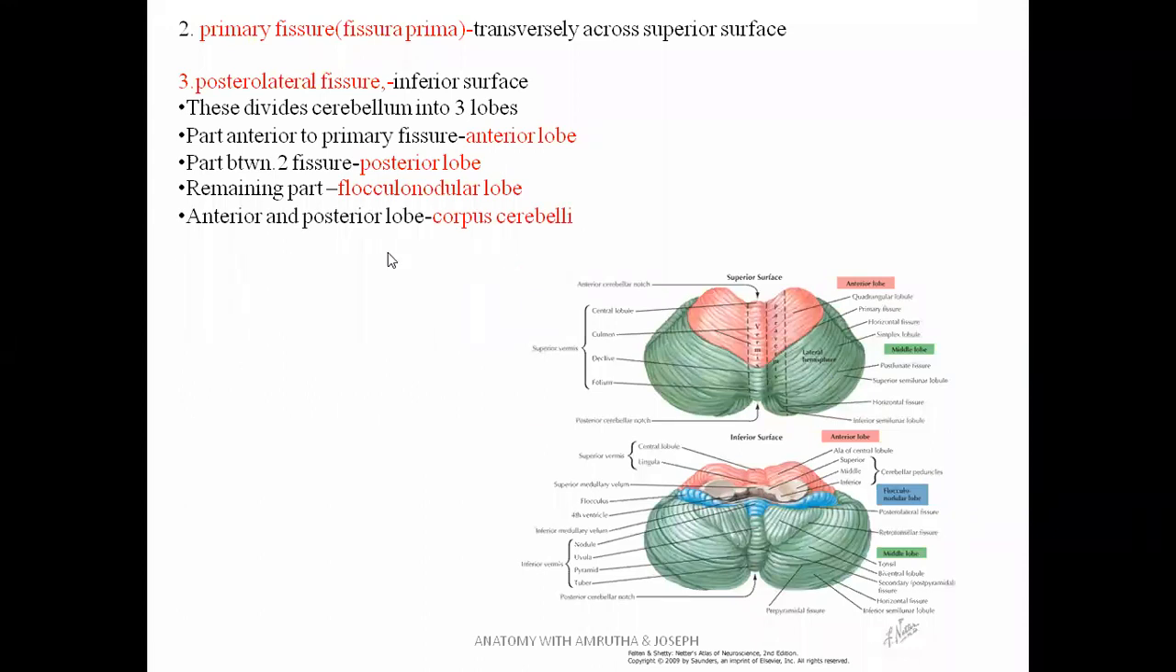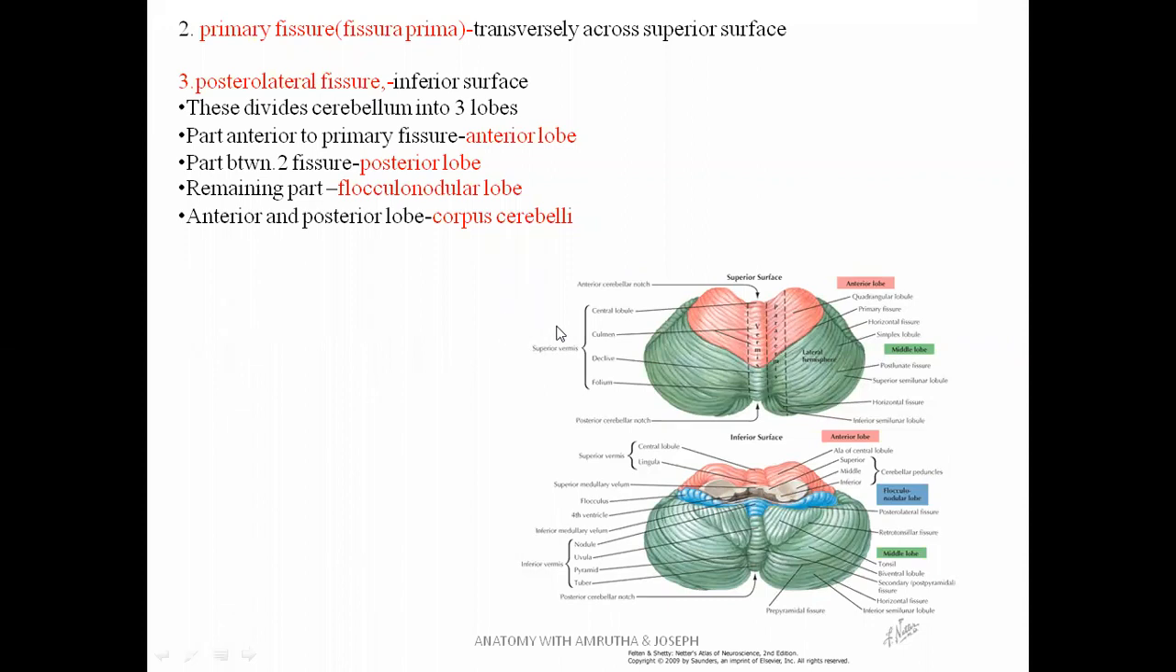Now, the anterior lobe and the remaining part of the cerebellum, that is the posterior lobe, are the majority, but there is a small part that is left out, that is the flocculonodular lobe. That is not the posterior lobe; it is actually a separate lobe. So the anterior lobe and the posterior lobe together are called the corpus cerebelli, because they form the main part of the cerebellum.